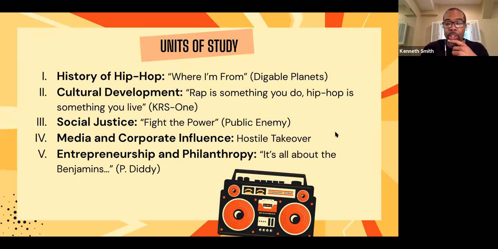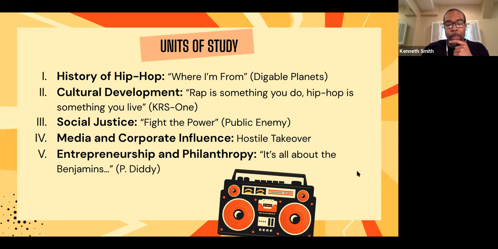Then the social justice unit, which we are going to talk about today, we're going to spend most of our time there. All right. Media and corporate influence, and we call this hostile takeover. So we look at what we call the golden era of hip hop, the late 80s to mid 90s, when corporations began to step on the scene, realizing that they can make money off of this, and how this changes the culture and shifts it and brings it into the mainstream for good or bad.